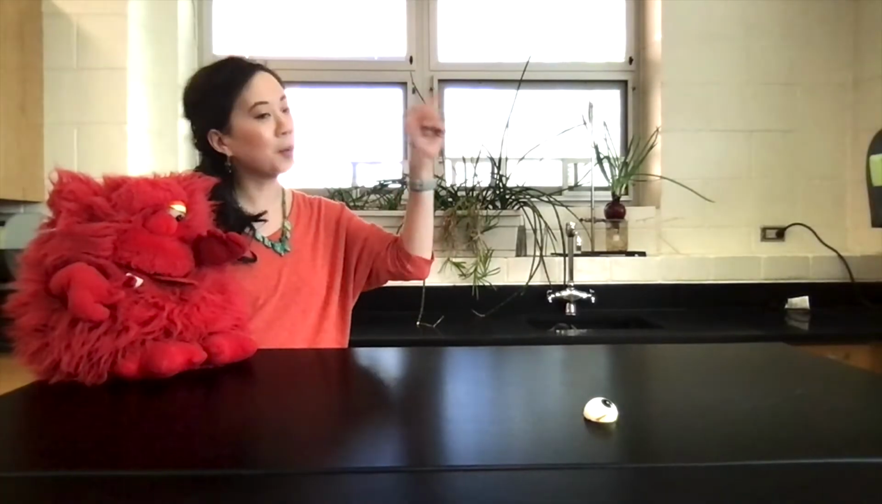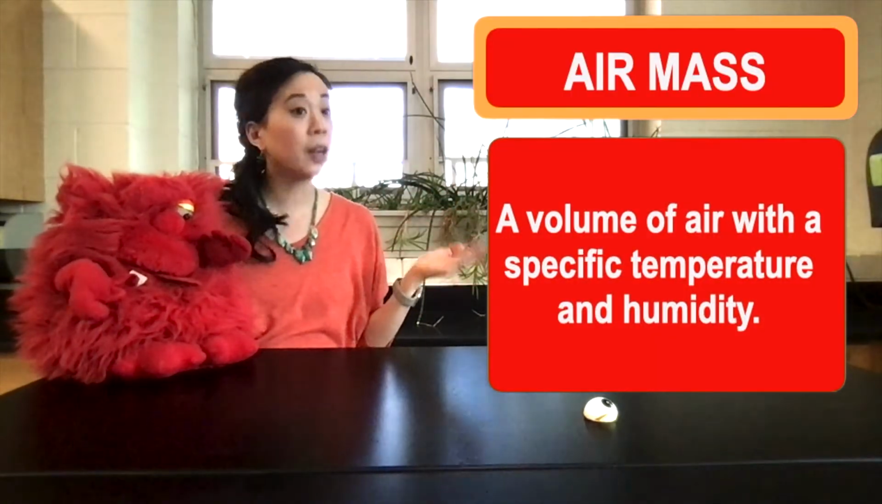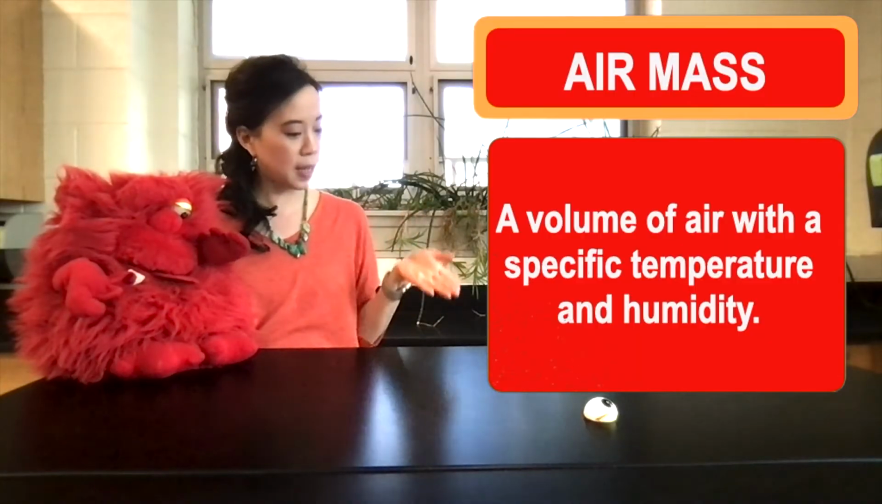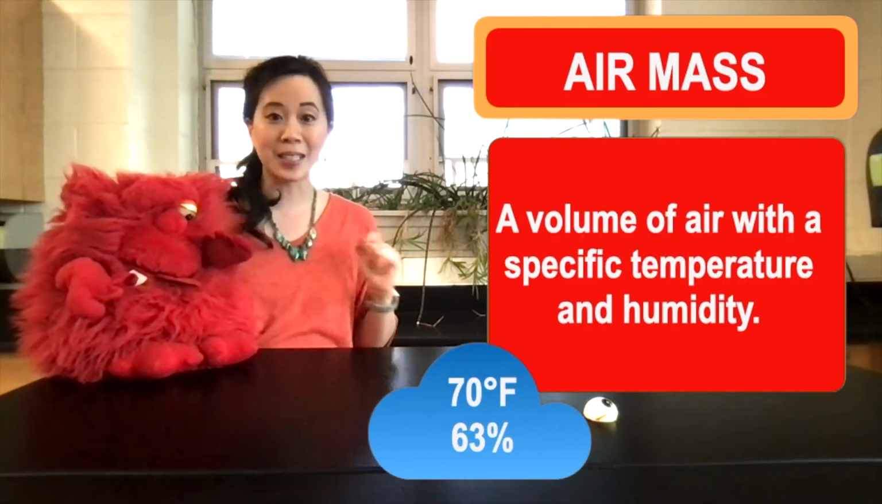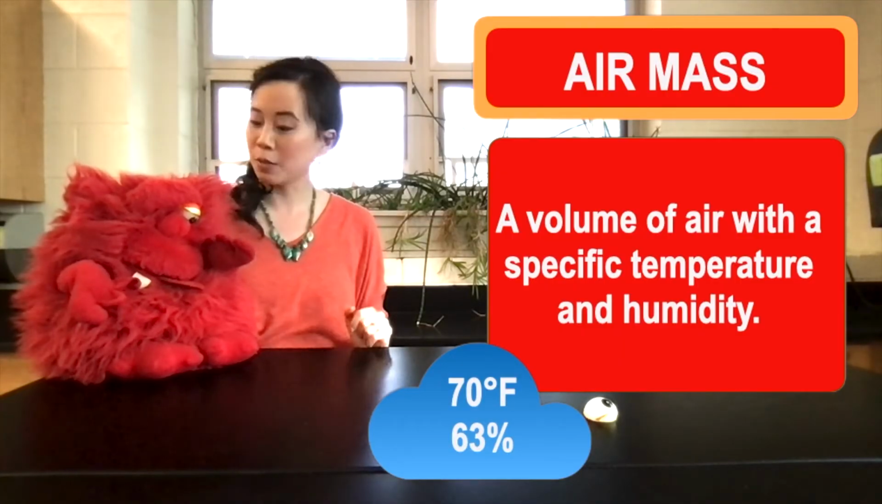Razz. An air mass is a volume of air that has a specific temperature and humidity. So for example, we have an air mass right there, and it has a temperature of 70 degrees Fahrenheit and 63% humidity.